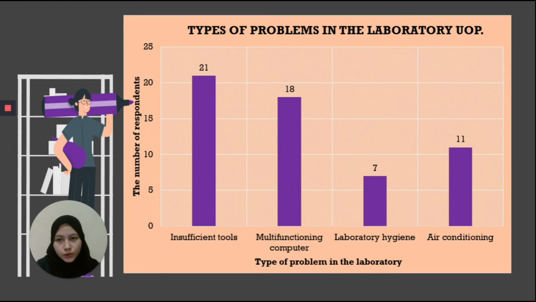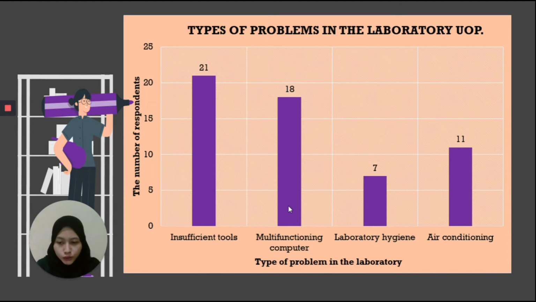The bar graph show type of problem in the laboratory Engku Omar Polytechnic. The vertical axis represent the number of respondents and the horizontal the type of problem in the laboratory. There were 57 students who took part in the survey.